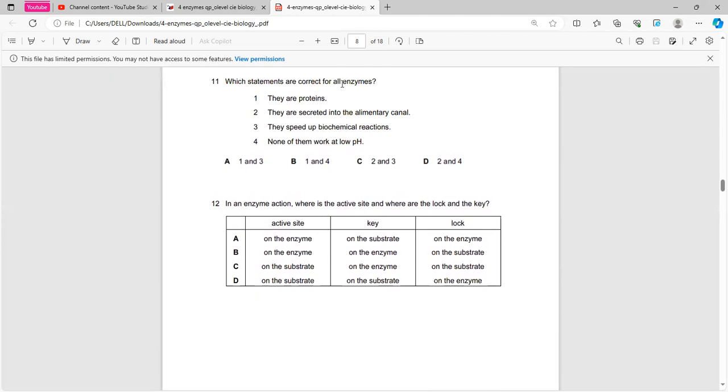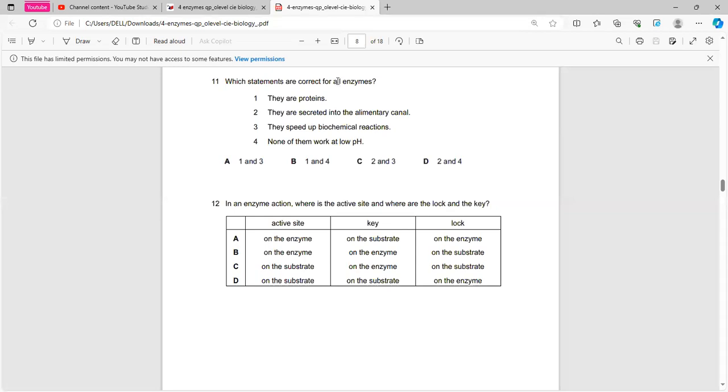In question number 11, they asked the properties which are correct for all enzymes. Of them, we know they are all proteins, and they help to speed up the chemical reactions. So options 1 and 3 are correct. Why are 2 and 4 not correct? Because they are saying for all enzymes.